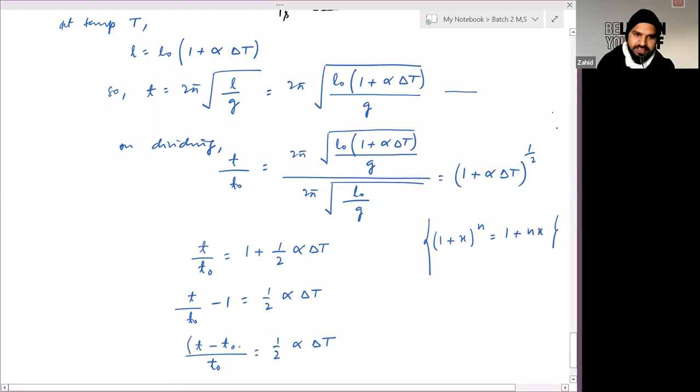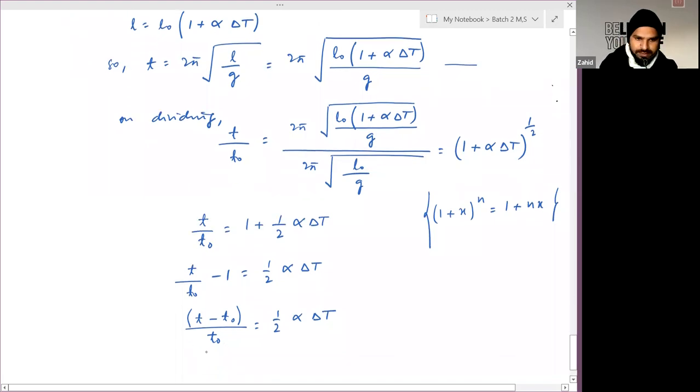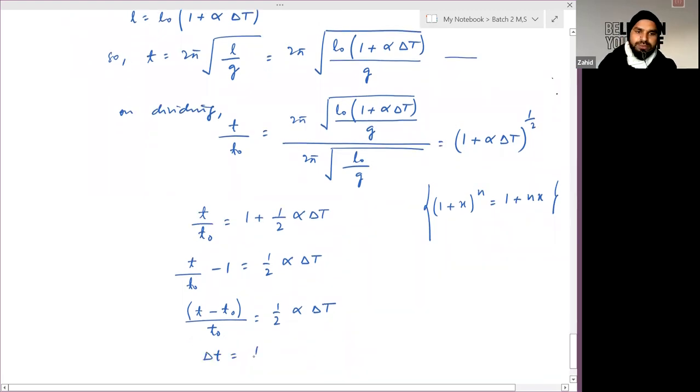So this particular difference in time will define you amount of time lost or gained during a period of interval if there is change in temperature of surrounding. So we may write this expression as delta T equals half alpha T naught delta T as final expression.